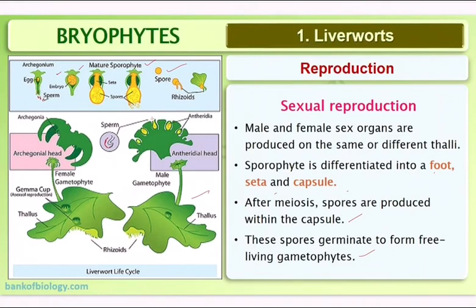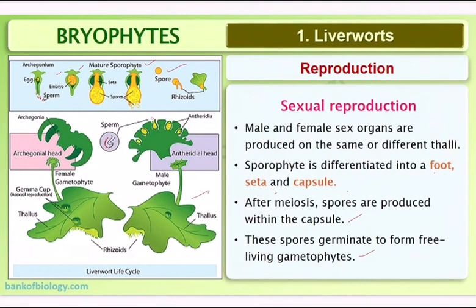They produce the multicellular body sporophyte, as we are seeing here. Some cells of the sporophyte undergo meiosis and produce haploid spores. These spores germinate to produce gametophyte. So basically the sporophyte alternates with gametophyte. Hence we say alternation of generation takes place in bryophytes.